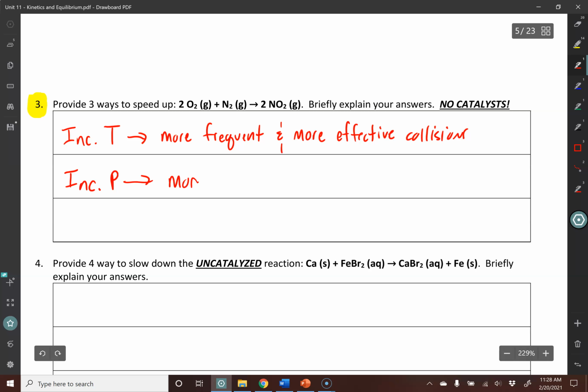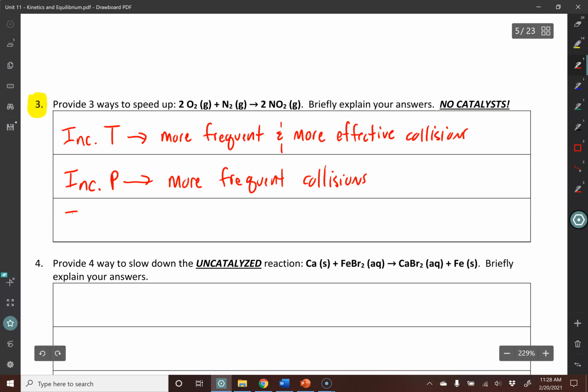This is going to lead to more frequent collisions. As you push those oxygen and nitrogen molecules closer and closer together, they're more likely to run into each other. So more frequent collisions leads to a faster reaction rate. What's the last way that I can get this reaction to occur more quickly without catalyzing it?